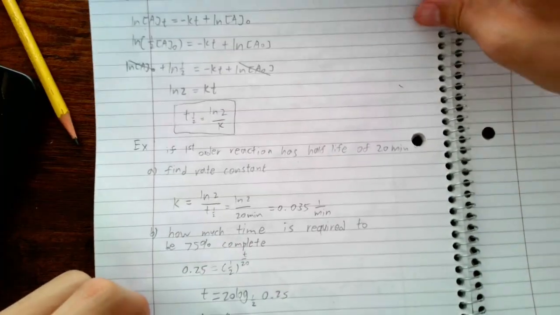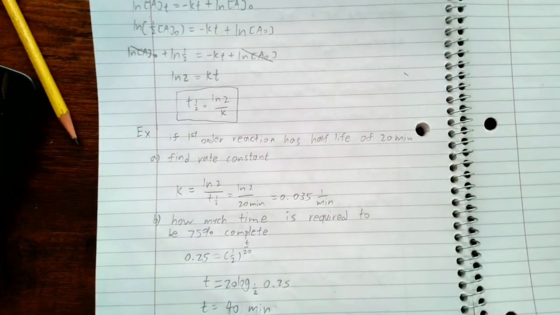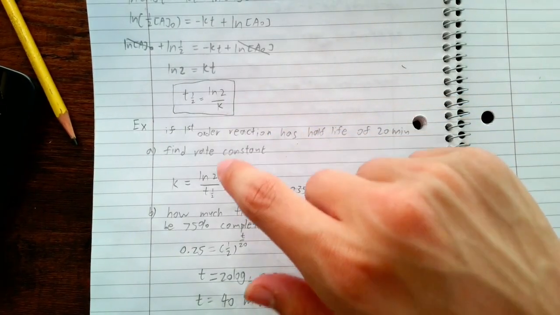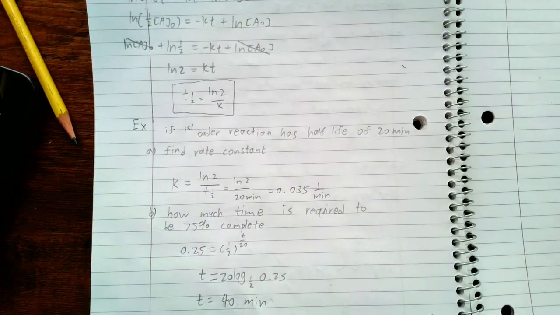And let's try one simple example. If a first order reaction has a half-life of 20 minutes, find the rate constant. So using this formula, K equals ln 2 over t half, and ln 2 divided by 20 minutes gives us 0.035 per minute.